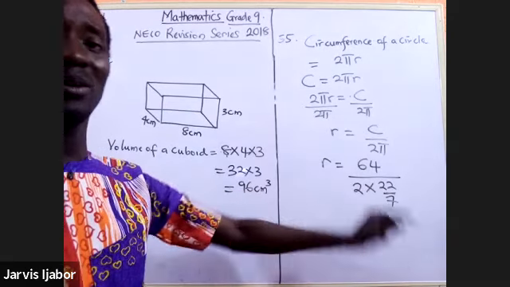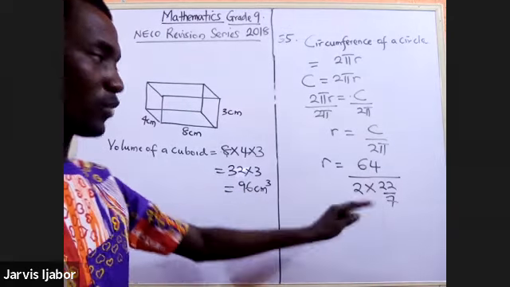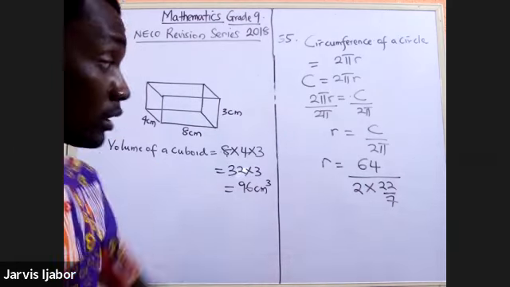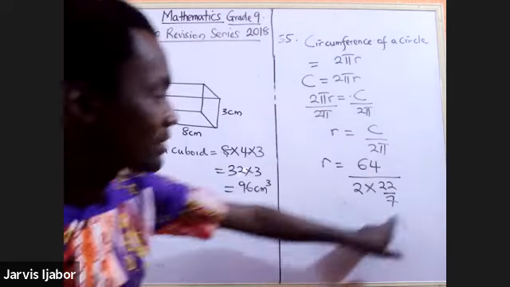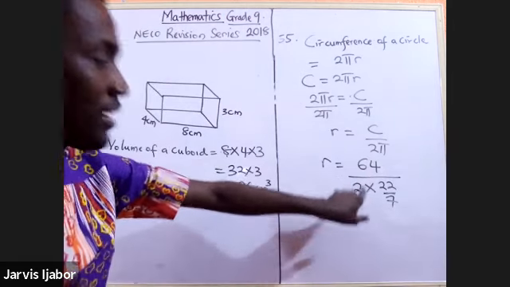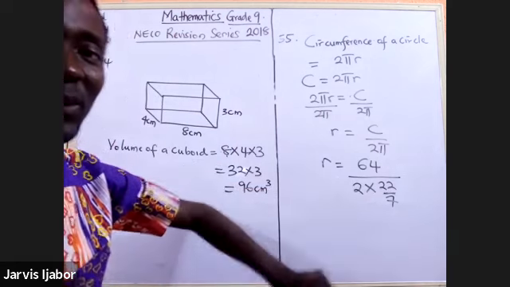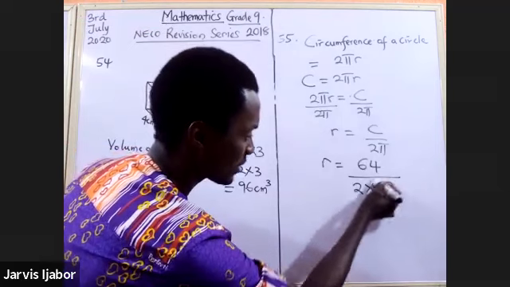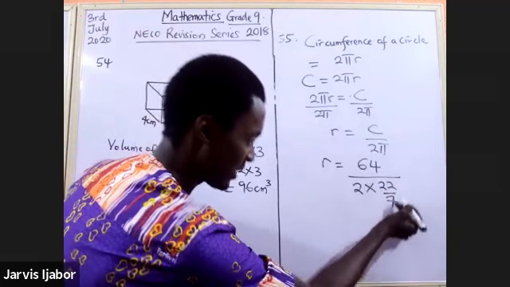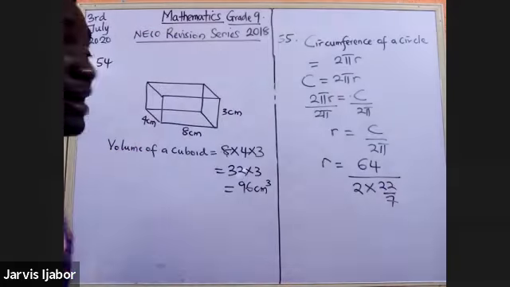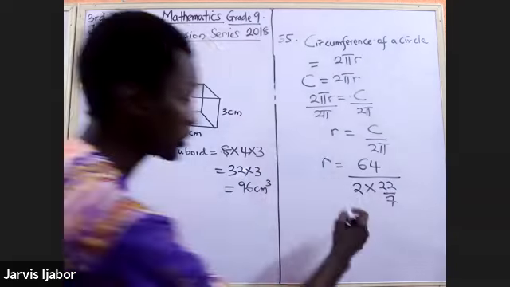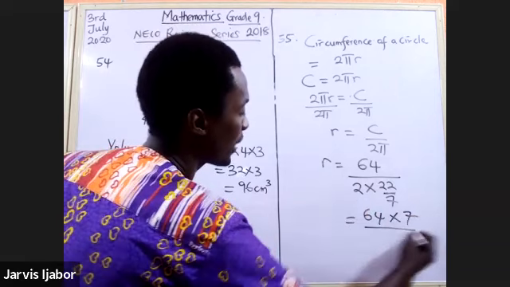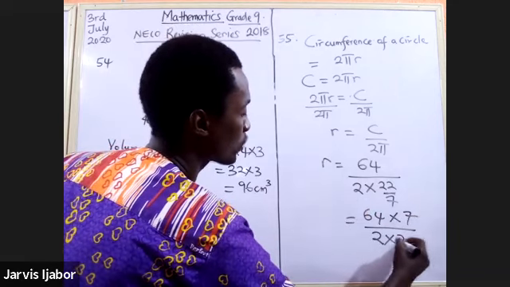I know earlier in your studies, there's a way they teach you, you write, you turn. I don't do that. For me, it's outdated. If I look at these parts, there is a numerator and there's a denominator. This number here is your denominator. This is a numerator. So without wasting time and writing too much, I just go straight ahead to say 64 times 7 divided by 2 times 22.